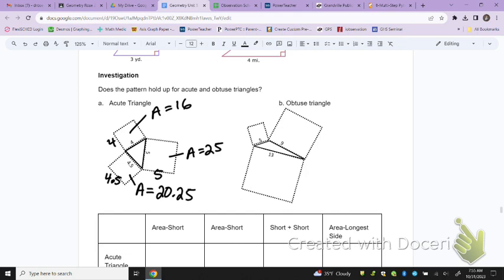Again, try that for the obtuse triangle. You can pause the video, and you and your team can find the area of the obtuse triangle squares. Take a minute to do that.